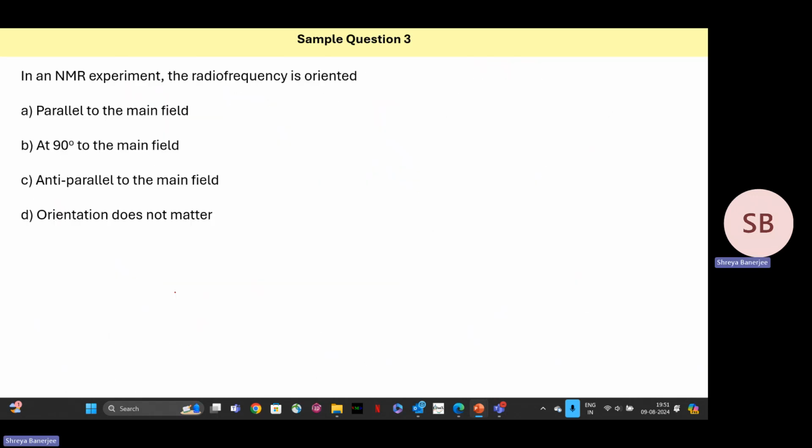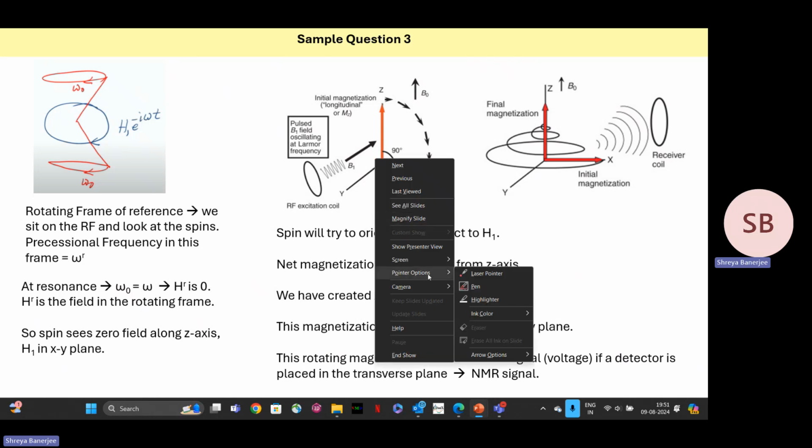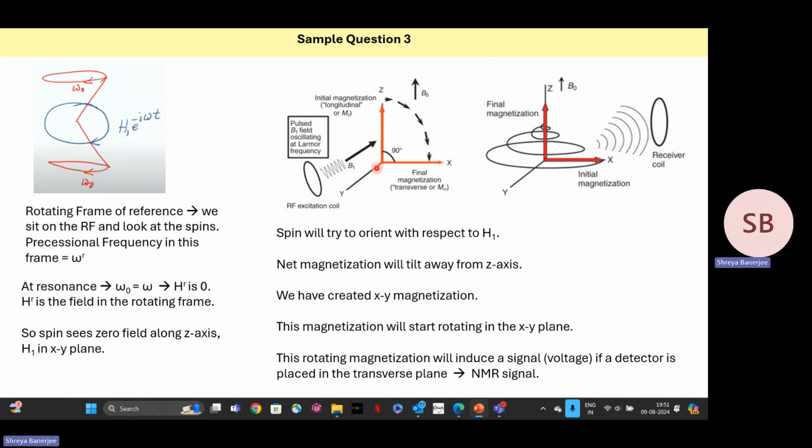Then you have that in an NMR experiment, the radio frequency is oriented in which direction? So the correct answer here is B. We have seen that in an NMR experiment, the initial magnetization is always along Z. We apply a radio frequency pulse shown here, and that forces the magnetization to come down to the X or Y axis. And this is a 90-degree pulse.